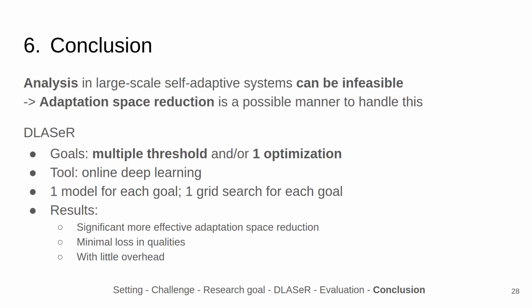To conclude, we focused on analysis in large-scale self-adaptive systems. This task can be infeasible for large adaptation spaces. Adaptation space reduction is one possible manner to handle this. Our proposed approach, named DLASER, tackles multiple threshold goals and one optimization goal. The tool we used is online deep learning. We used one model for each goal, which required one grid search process in the offline part of the learning pipeline. And our results indicated that we obtained a significantly more effective adaptation space reduction than previous work, with minimal loss in qualities and with little to no overhead.